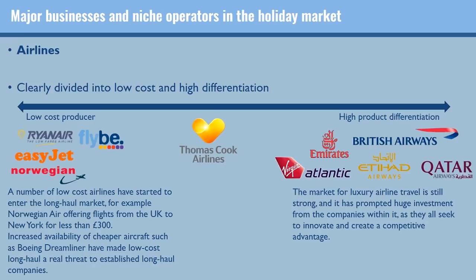A number of the low cost airlines, just as an example of something that's changed, have started to try and enter the long haul market. For example, Norwegian Air has come onto the scene in the last few years, offering flights to New York from the UK for less than £300, which is significantly cheaper than what you would get from a high differentiation company. The main reason they've been able to do this is it's been much easier for them to get access to cheaper aircraft such as the Boeing Dreamliner, which has made that low-cost long-haul a real threat to the established long-haul companies, which are traditionally the highly differentiated businesses.